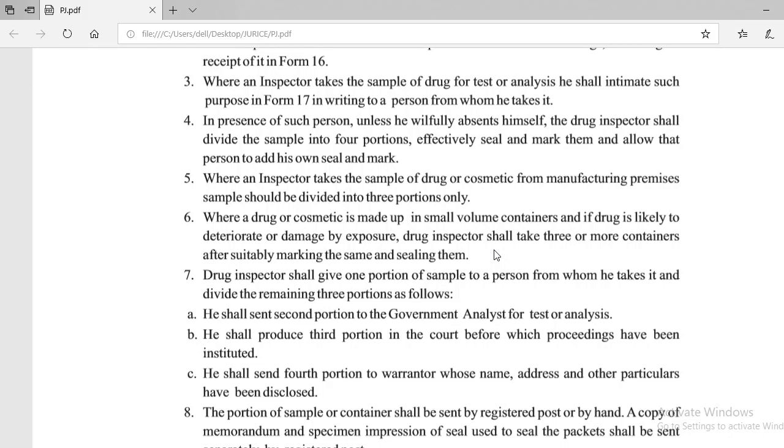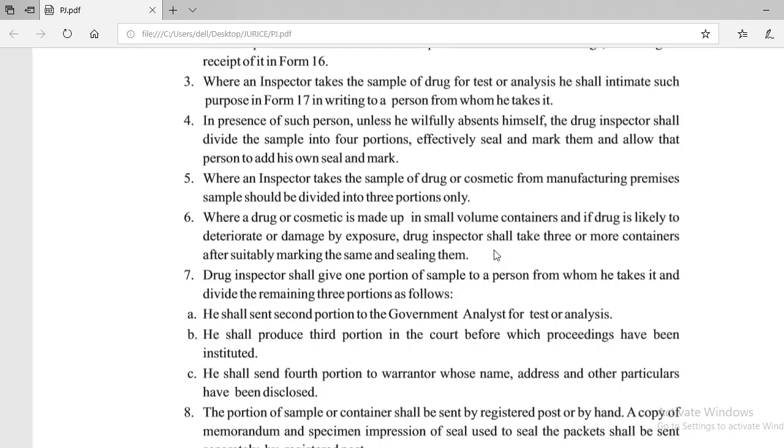If he is taking the samples from the manufacturing premises, then the samples should be divided into 3 parts. Okay. Then where a drug or cosmetic is made up in small volume containers, and if the drug is likely to deteriorate or be damaged by exposure, the drug inspector shall take 3 or more containers after suitably marking the same and sealing them. Marking and sealing means: if a drug can deteriorate due to exposure, or is unstable, then he can ask for 3 or more containers. Because if he took only one container and that got deteriorated, the result would come out false, then that manufacturer or the seller may say that the drug is already deteriorated and our other samples are stored in a good place and they are good, so he may claim that.